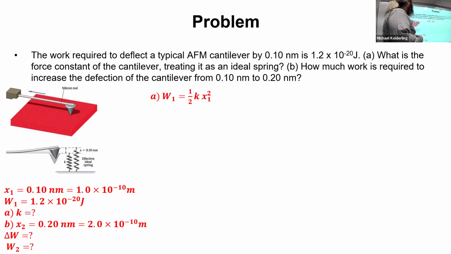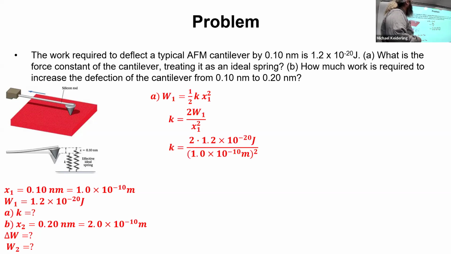Work 1 is 1/2 kx1 squared. So k is 2 times work 1 over x1 squared. So 2 times 1.2 times 10 to the minus 20 joules over 1 times 10 to the minus 10 squared. That 10 to the minus 20 cancels the 10 to the minus 20. k is 2.4 newtons per meter. This is actually a pretty easy bit of math.